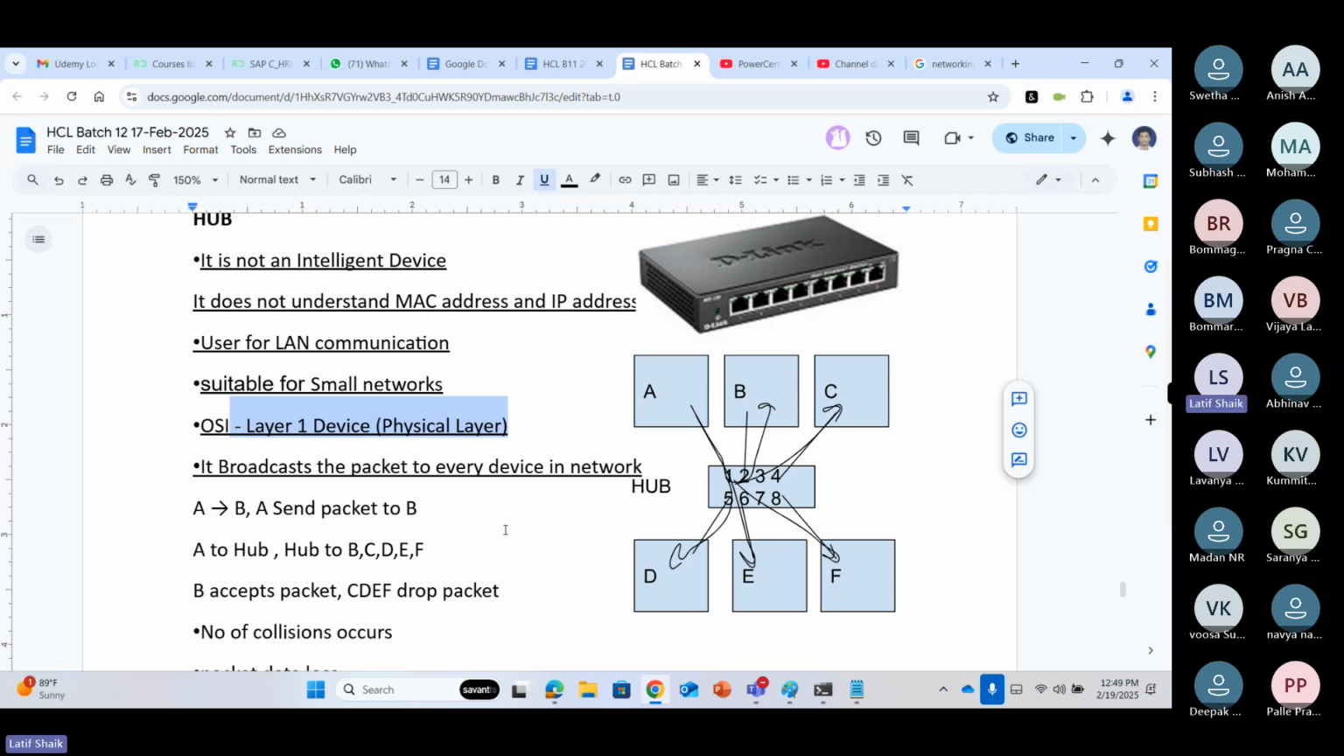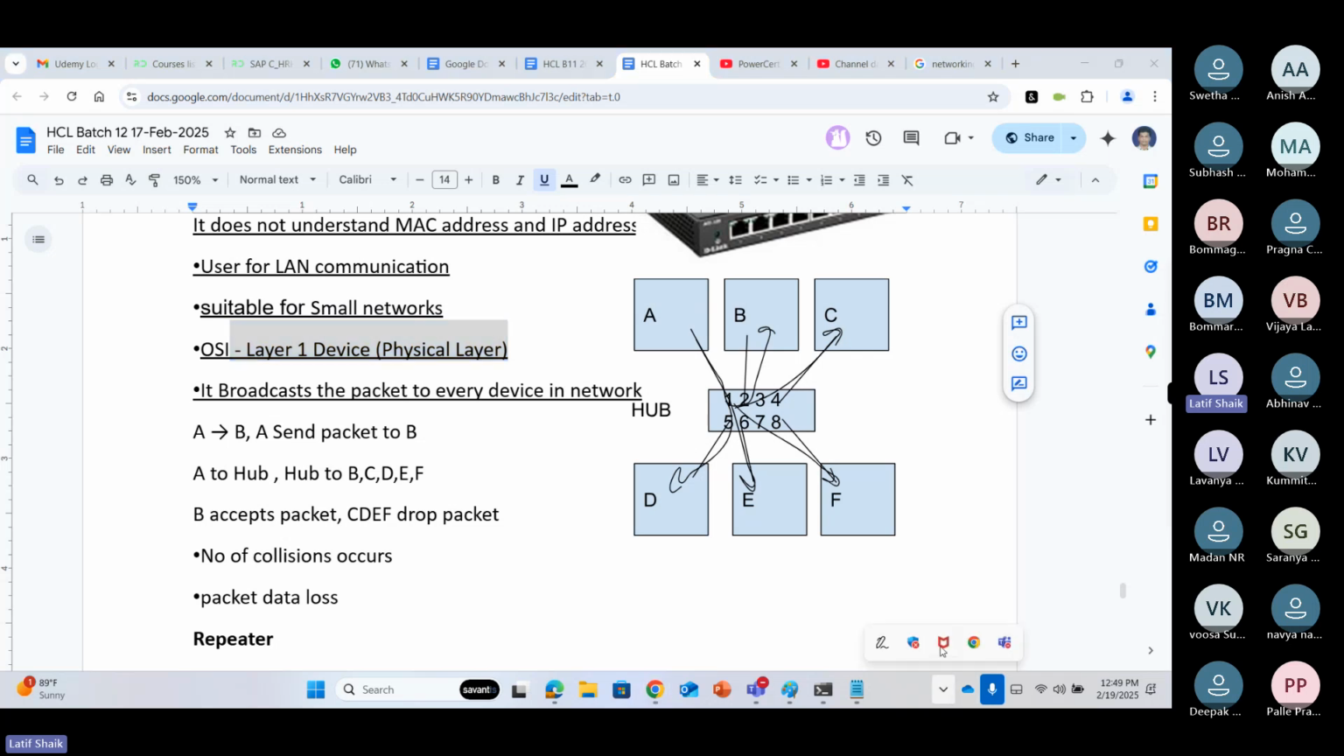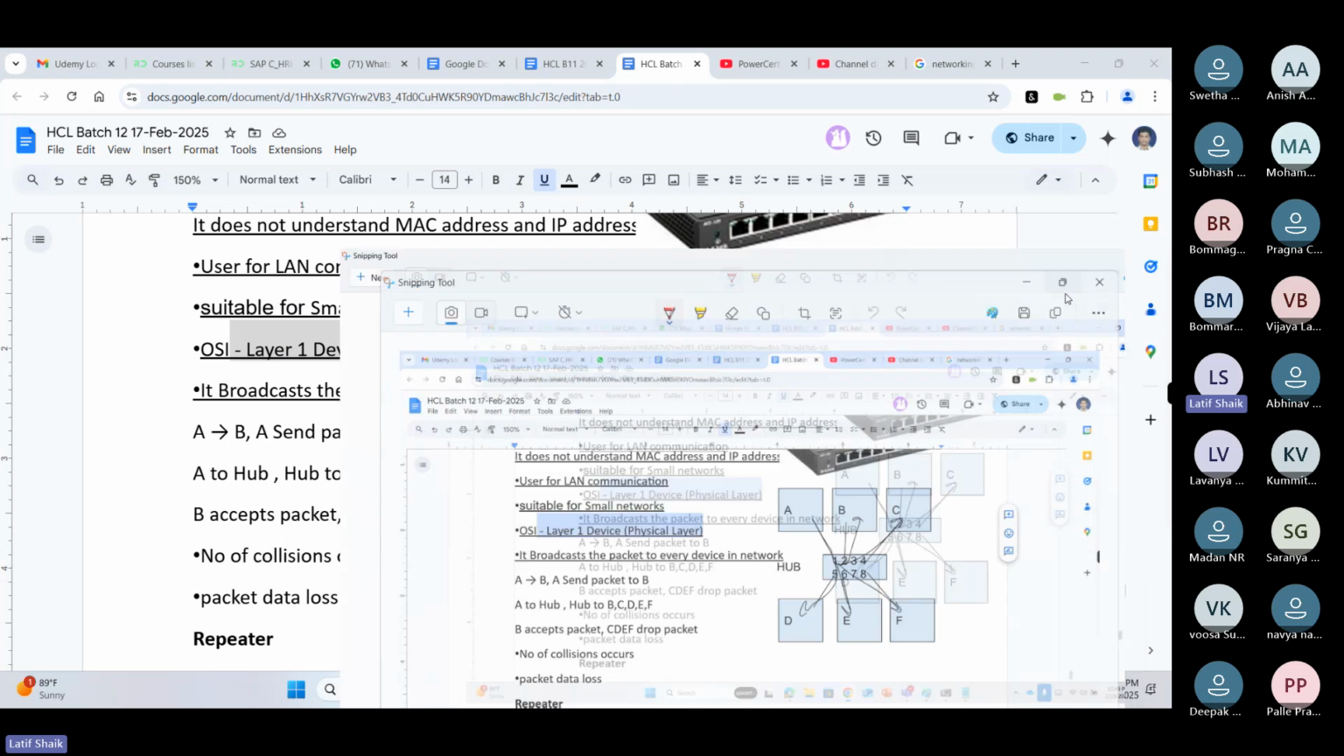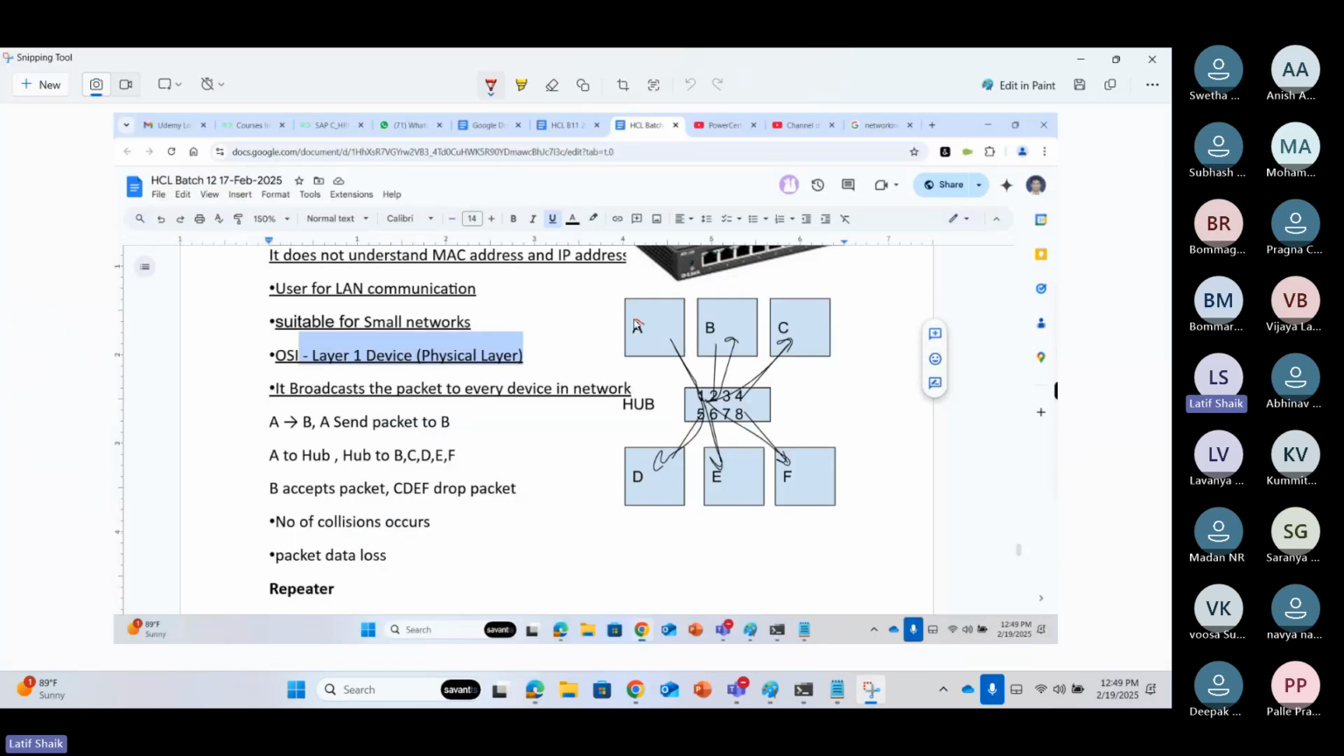A hub broadcasts packets to every device in the network. I don't have much time, it's already 12:29, so I'm trying to explain from here only. If you see, A, B, C, D, E, F are connected to one single hub. A wants to send a packet to B. The packet is sent to the hub. The hub receives the packet and broadcasts it to every device in the network, not only one time, always.